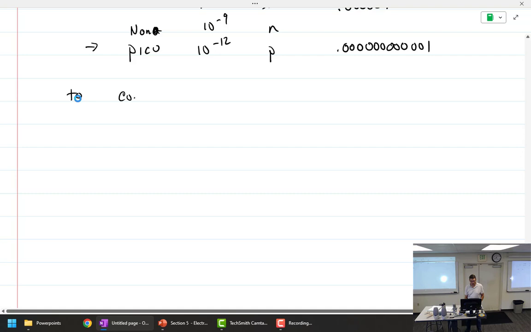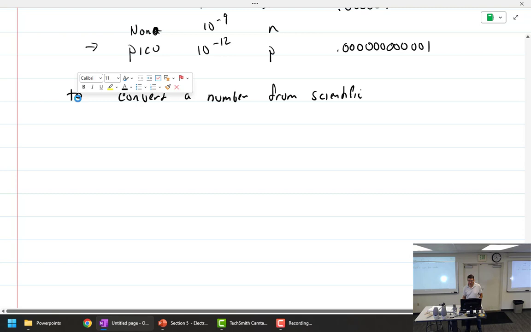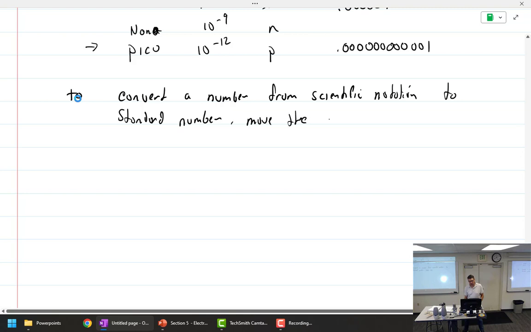To convert a number from scientific notation, I'll say from scientific to a standard number, I'll call it a standard number, move the decimal the number of times represented by the power.